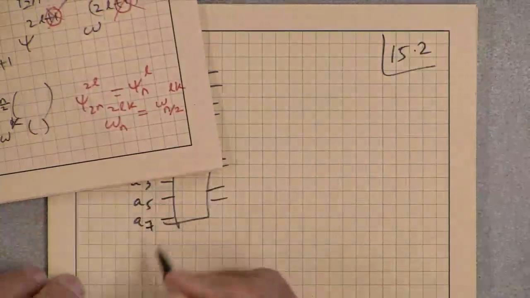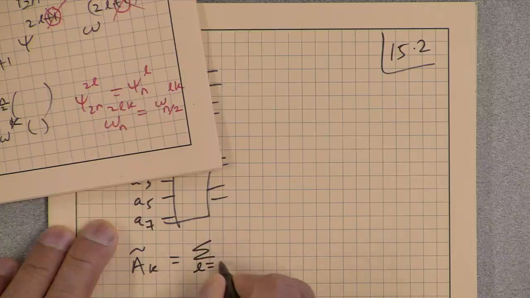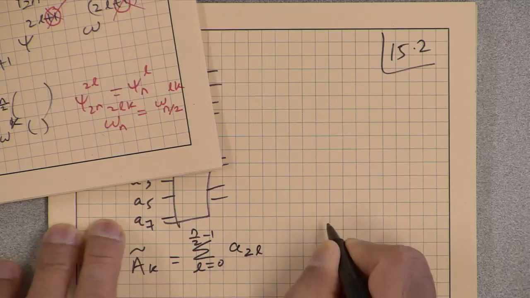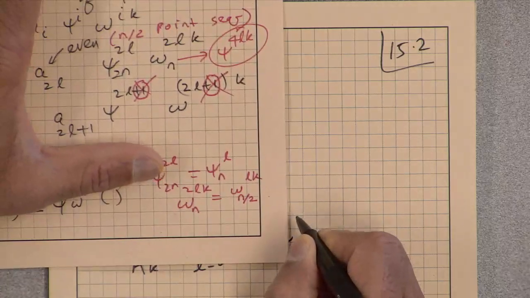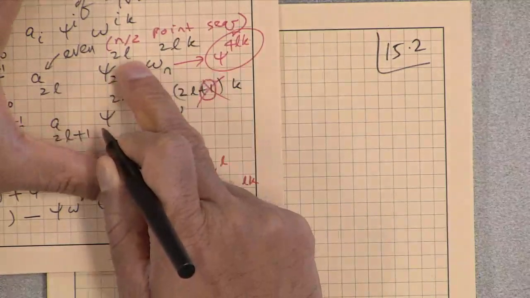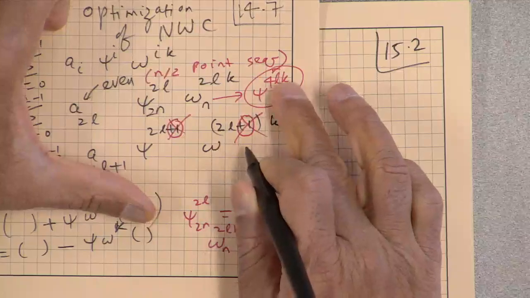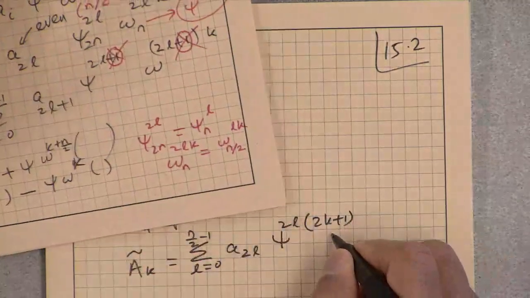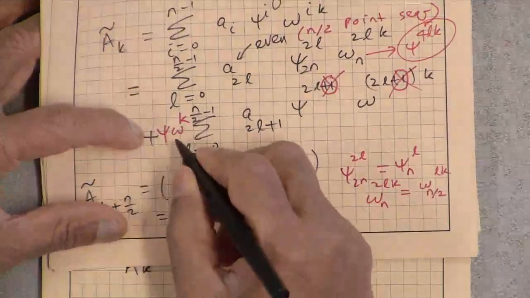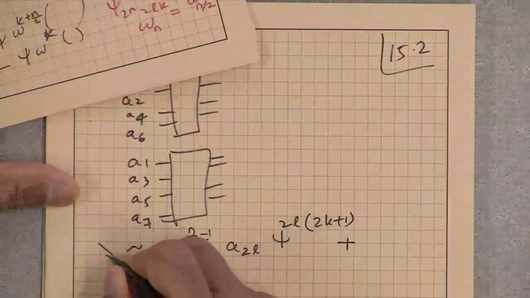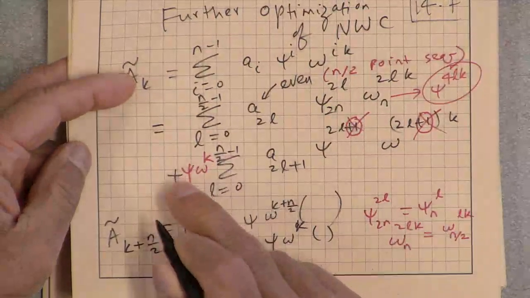Okay, let's write down this equation. A_k tilde is equal to the sum over l equal to 0 to N/2 minus 1 of a_{2l} psi to the power 4lk plus 2l, taking 2l outside a bracket, (2k plus 1), 2l times 1. So that's that part, plus, omega is psi squared, so that's psi to the power 2k, I should say from 14.7, okay, psi to the power 2k plus 1.